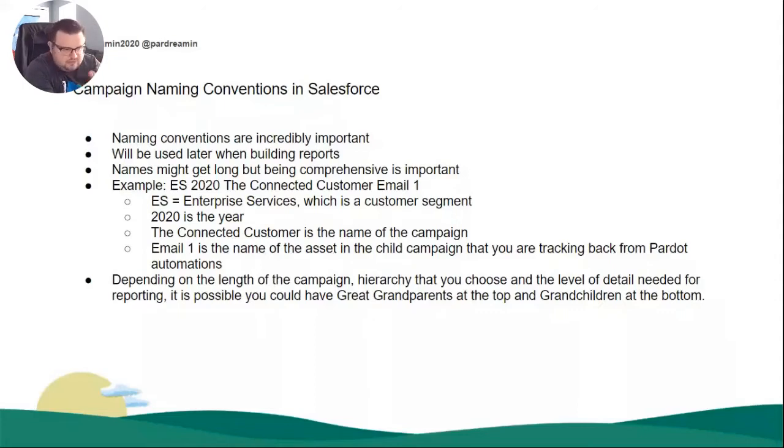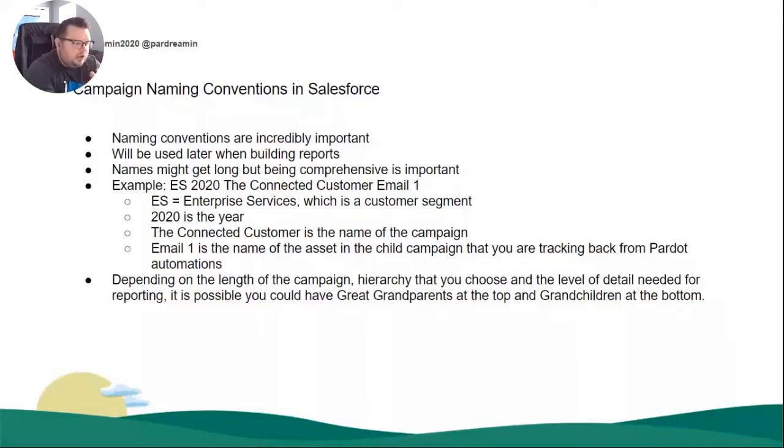And the reason why I emphasize it so much is because when you're building reports later, you're going to want to be able to leverage those naming conventions to build reports. So this is an example of naming conventions that I've used in the past, where there's shorthand ES equals enterprise services, which would be a customer segment. 2020 is the year. The connected customer is the name of the campaign, and email one is the asset that's part of that campaign. So this would be a child campaign in theory of the connected customer campaign.